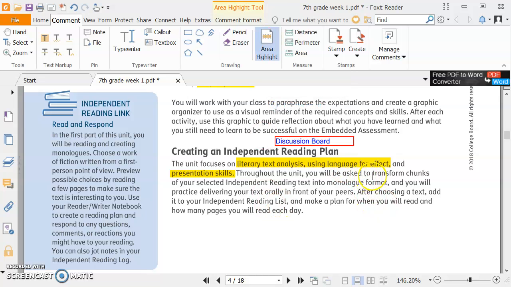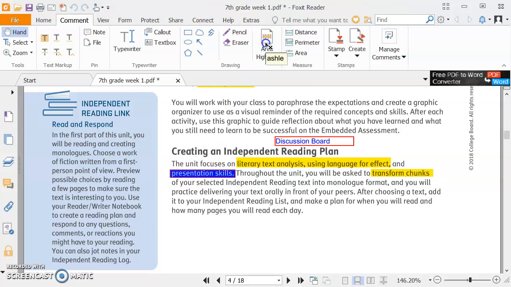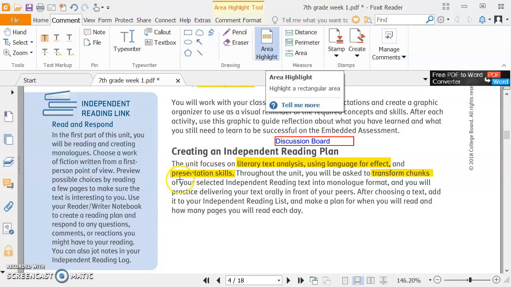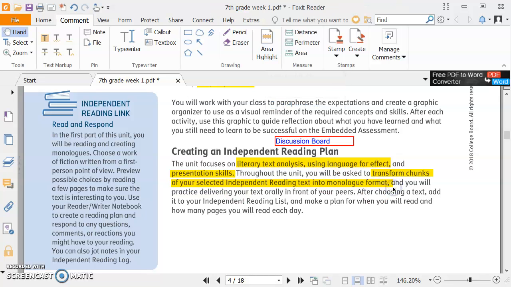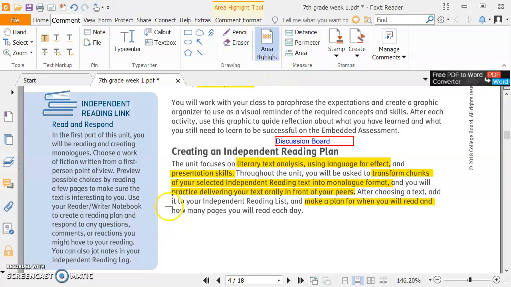Throughout the unit, you will be asked to transform chunks of your selected independent reading text into monologue format, so you'll need to know how to do something in monologue format. And you'll need to also practice delivering your text orally in front of your peers. After choosing a text, add it to your independent reading list and make a plan, so that's the next thing. Make a plan for when you will read and how many pages you will read each day.